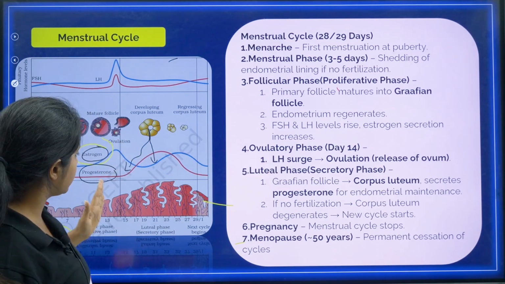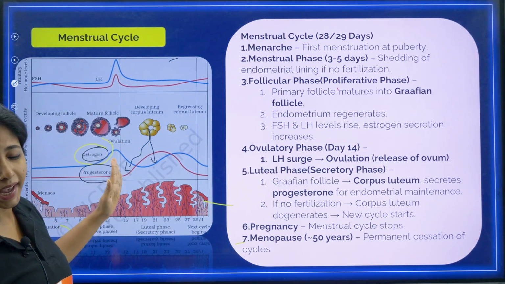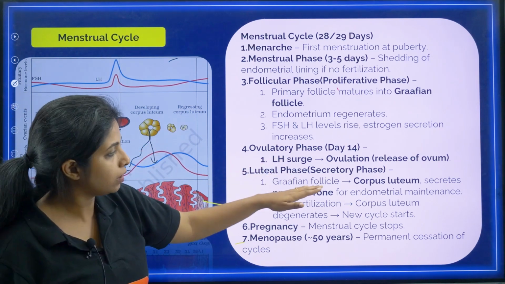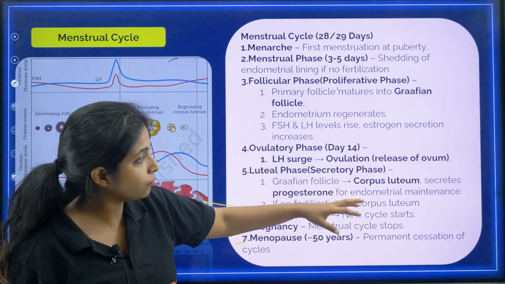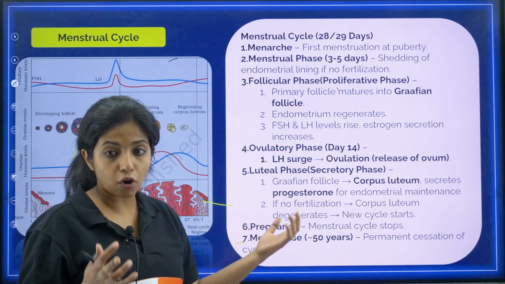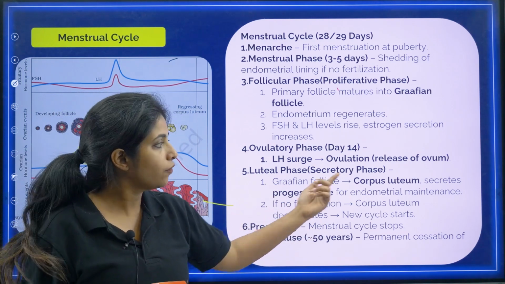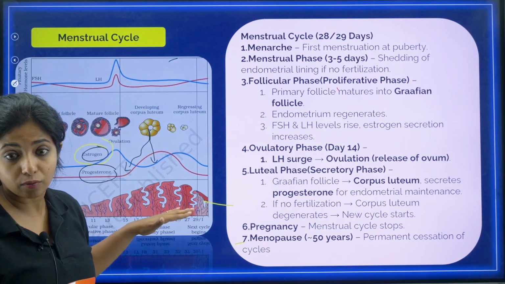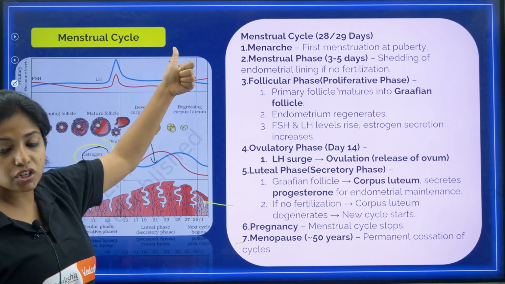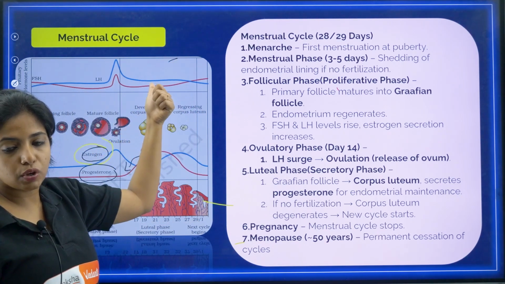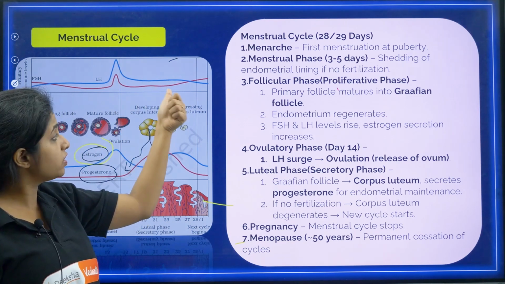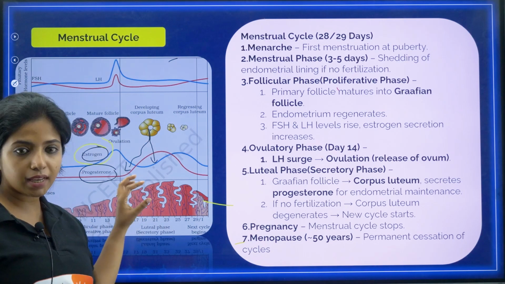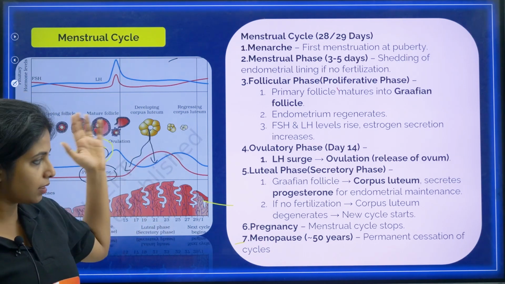Now the ovulatory phase, where LH, because of the estrogen which is made too much, has a quick surge, which is why ovulation happens. And then there is the luteal phase or secretory phase, where the Graafian follicle makes the corpus luteum, which secretes progesterone for endometrial maintenance. If no fertilization, the corpus luteum will degenerate. Why? Because progesterone signals GnRH to stop FSH and LH secretion. If FSH and LH are not there, the corpus luteum would not be there, so it is actually making a threat for itself, right? But that's how it works.